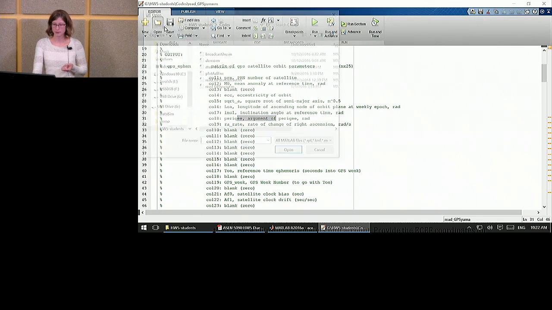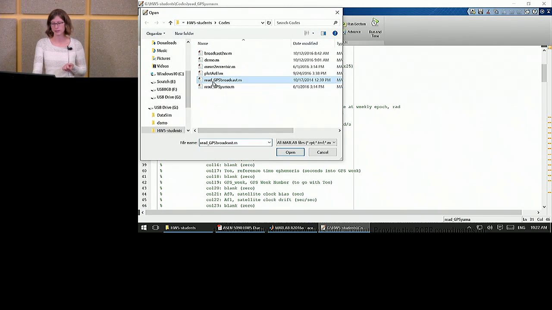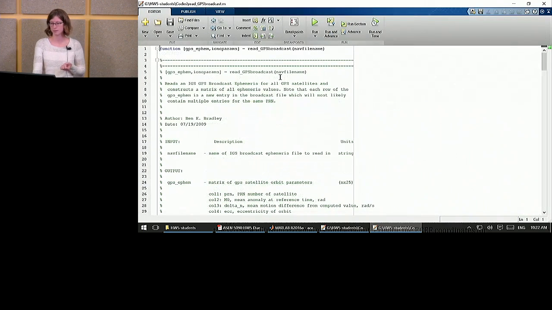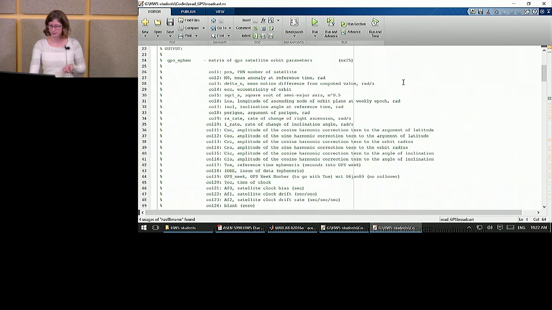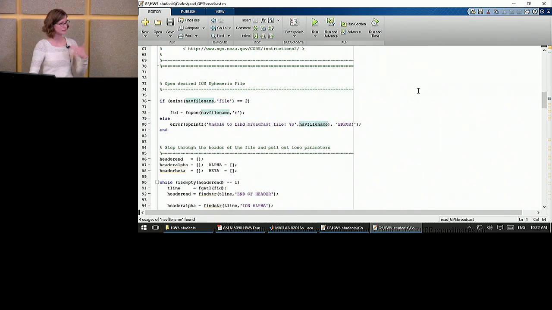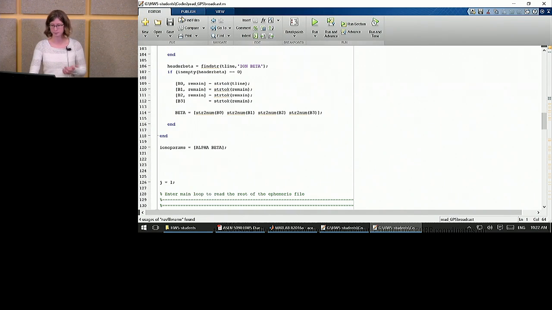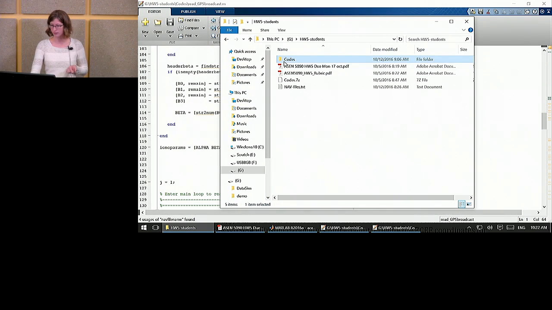If we open the read broadcast, that essentially does the same thing, although it takes an ephemeris data file and puts it into the same structure. So these structures are identical except where the parameters don't exist in the Almanac, you get a 0. Does this make sense? So it has all of these parameters. It just reads them in from the text file. If I go to my code here, I have a little demo.